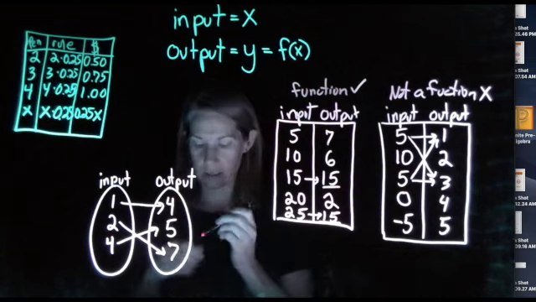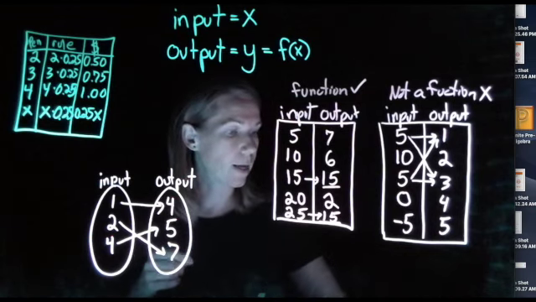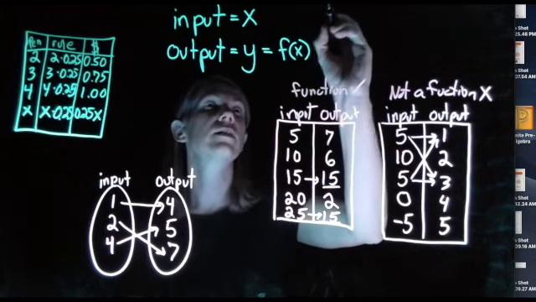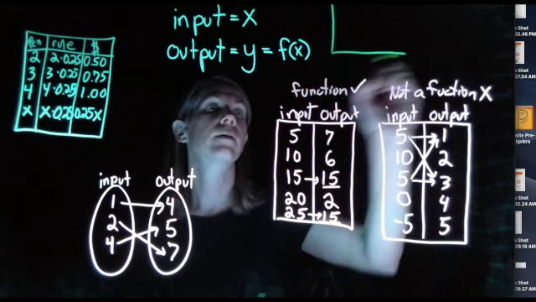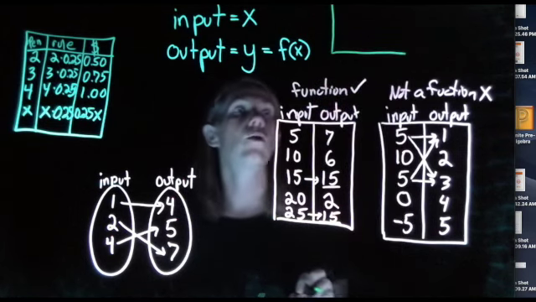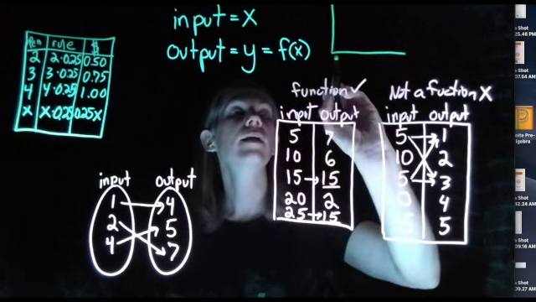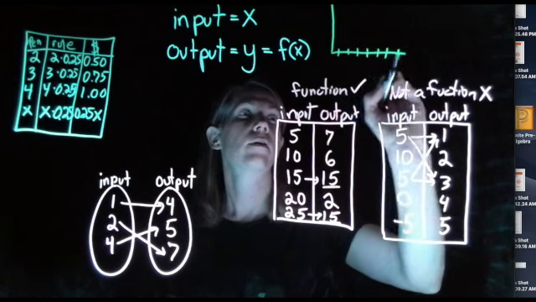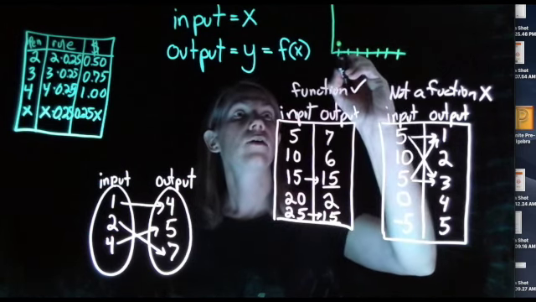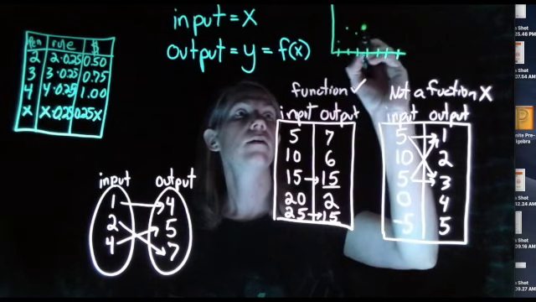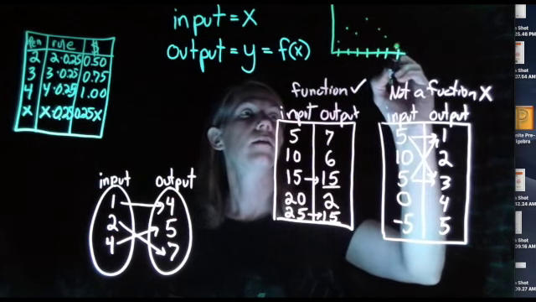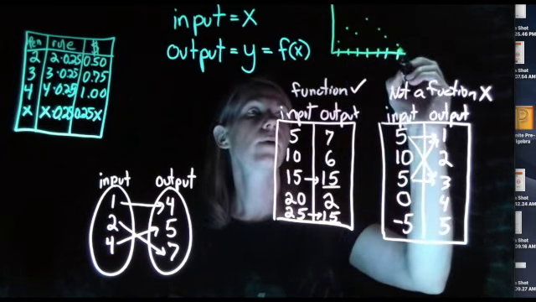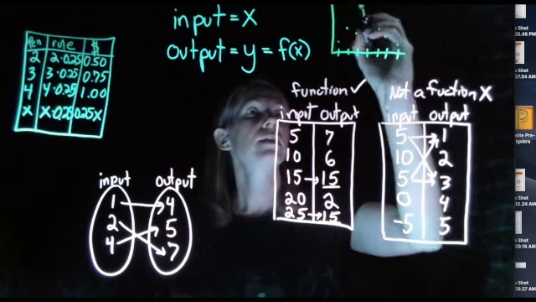Another way to think of this is on a graph. We're just going to deal with quadrant 1 for right now. A function is only going to have one output for every input. So if you were to graph something, you could have a point here and here, here, here, here, and here, and maybe that graph goes like this. That's okay. So this is a function.